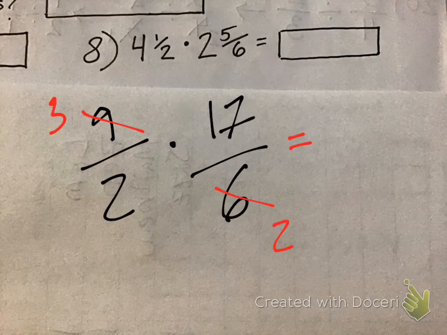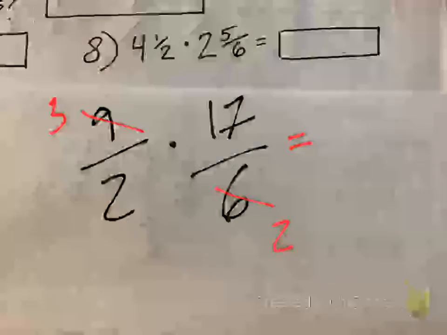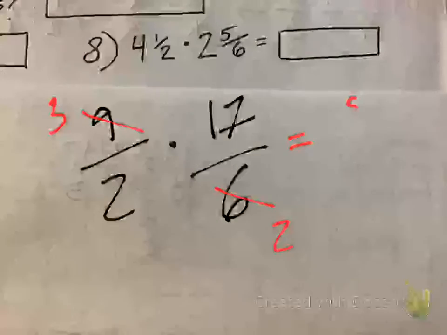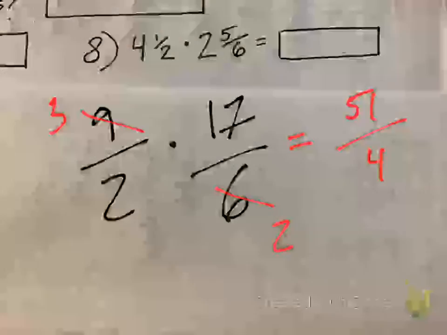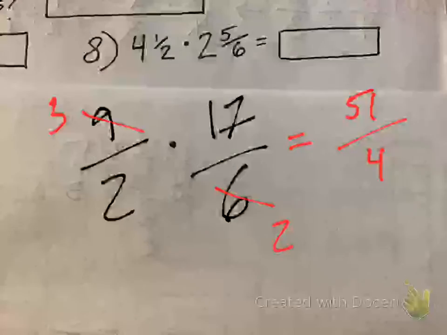What's 3 times 17, Trey? 51 over 2 times 2 is 4. How many times does 4 go into 51 without going over, Michelle? 12. And what's left over?